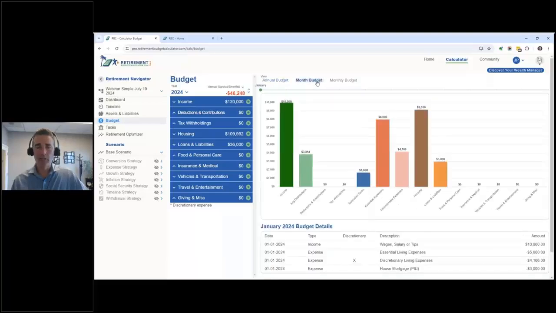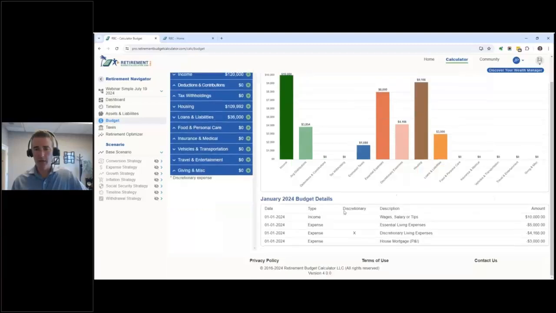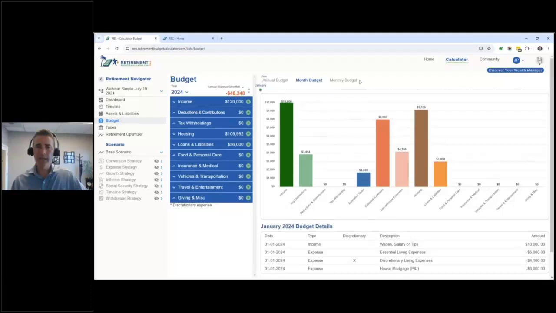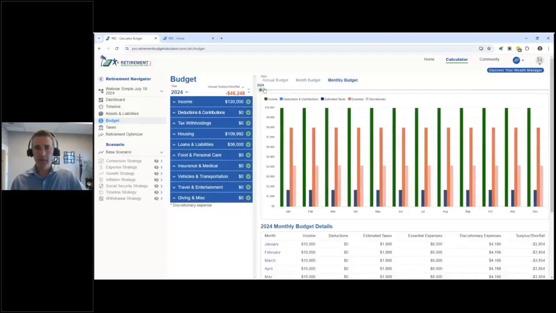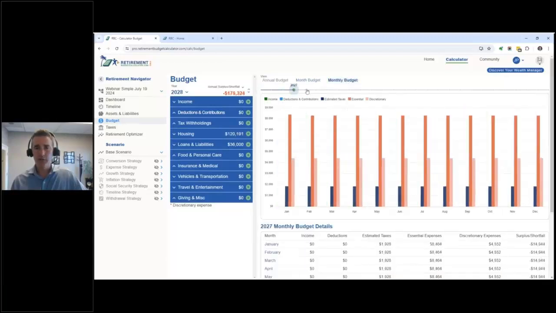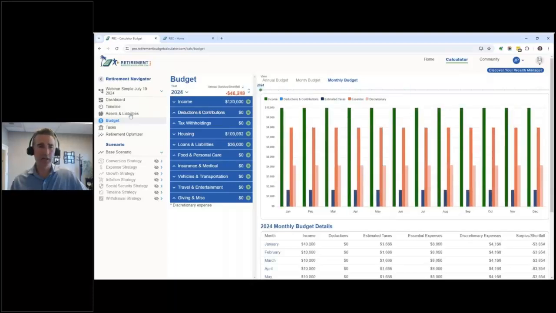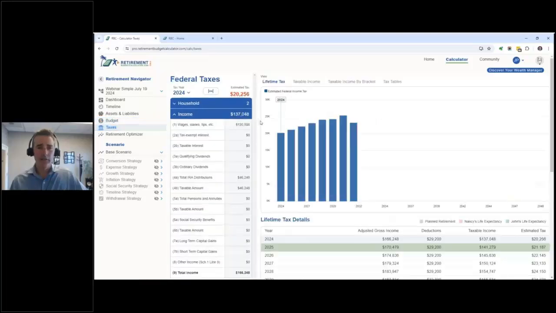You've got the budget for the current month that shows you the income and expenses you've got coming out, income coming in and expenses going out. And then you have your monthly budget by year. So you can, again, if you want to drag through the years to see how these expenses are going to change, you can. Then, of course, we have the tax module.